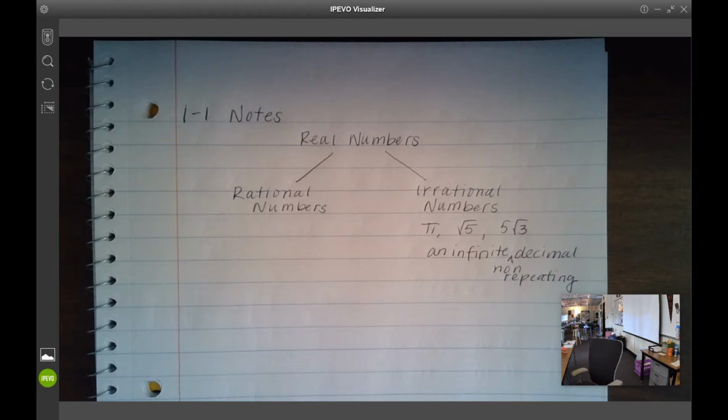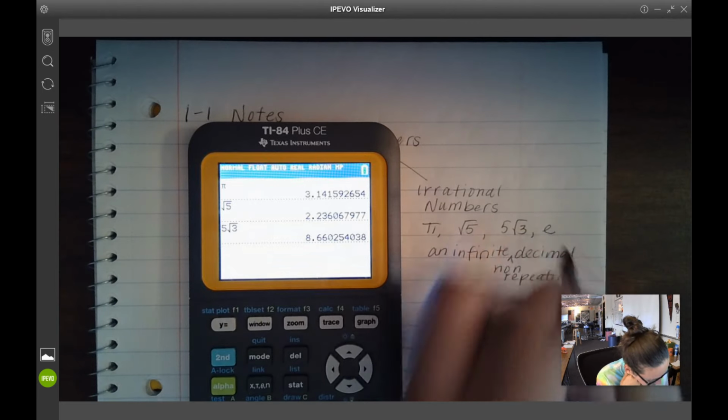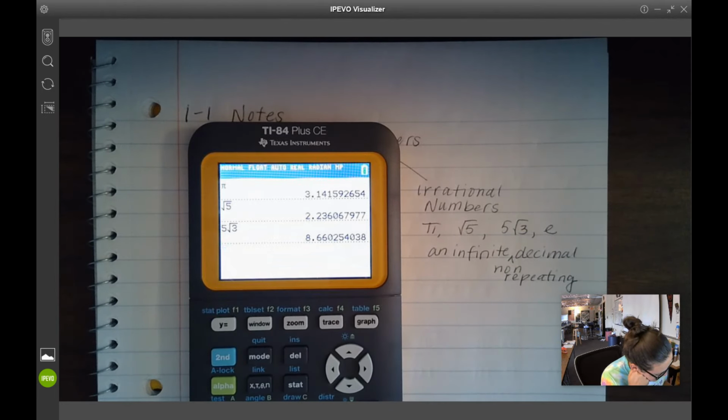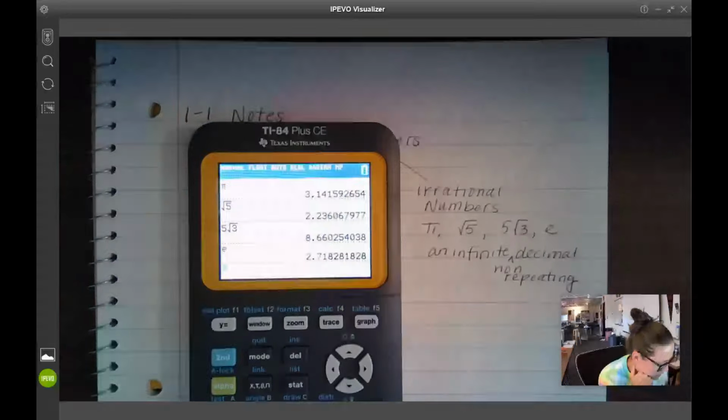Okay, so let's take a look at pi. Pi is 3.14159, and it goes on forever and ever and ever. Square root of 5, 2.236, goes on forever. 5 times the square root of 3, 8.66, goes on forever. Another one we could add to this list is the number e, which is a number we're going to talk about later in the year. Okay, so those are irrational numbers.